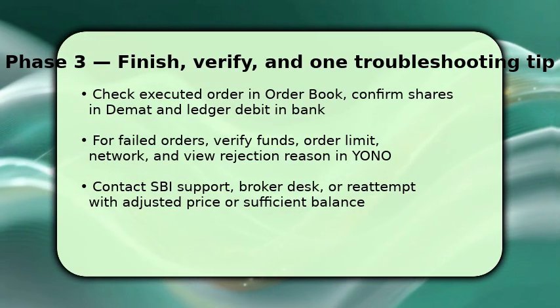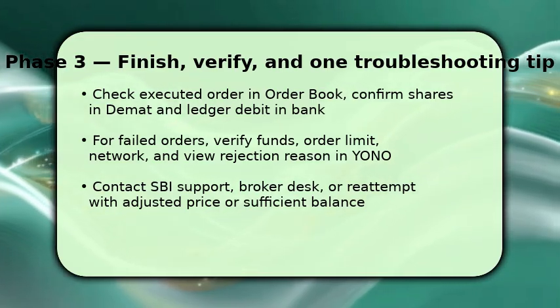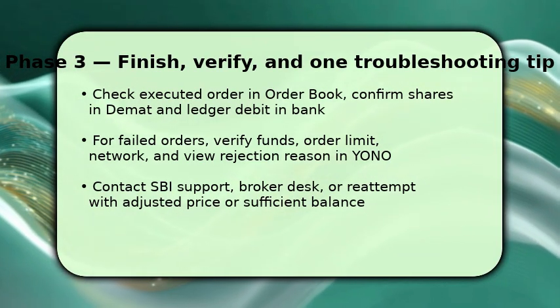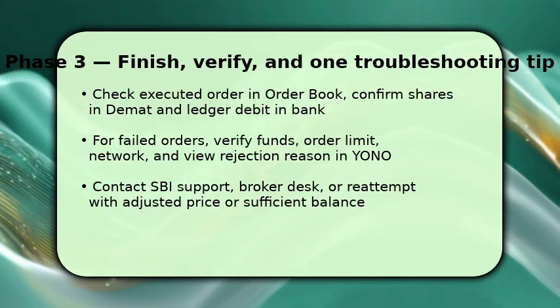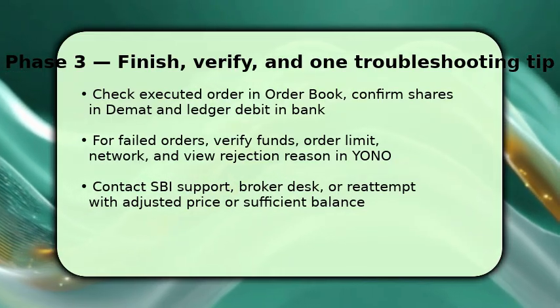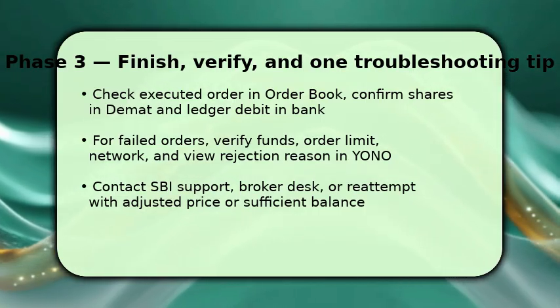If the order fails, read the rejection reason. Common causes are insufficient funds, tight limit price, or connectivity issues. In that case, adjust the limit or add funds and retry. If problems persist, contact SBI Yono support or your broker's help desk with order ID. This speeds resolution and protects against duplicate trades.